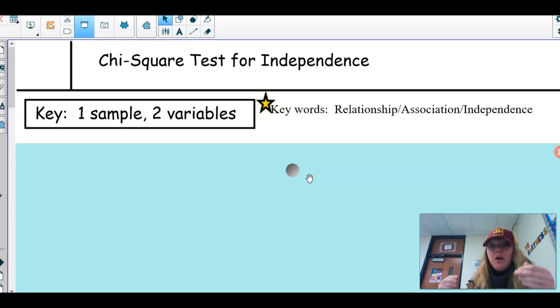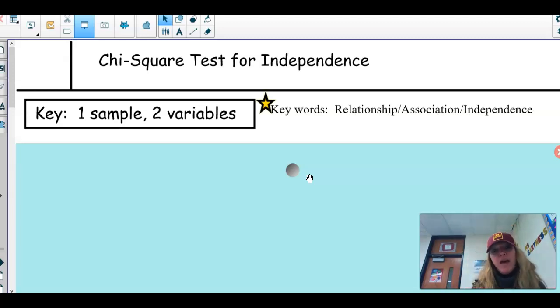Next, we talked about chi-square homogeneity. We had two samples or more, sometimes. That's where we had kids who were taking acetaminophen versus ibuprofen. Those are the two samples. Then the one variable was their adverse effects.